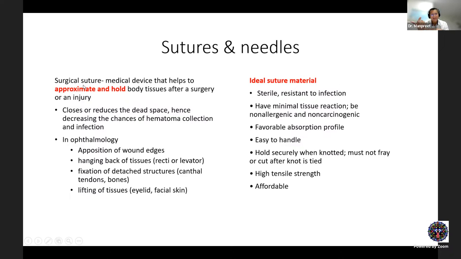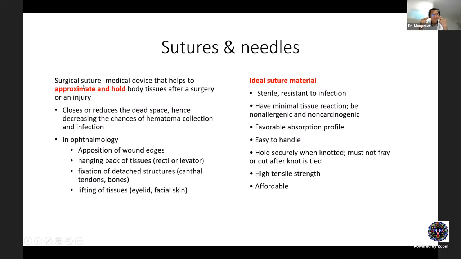Hanging back of tissues is a very specific thing we do in ophthalmology, like for recti. We hang back sometimes while recessing. Resection is different. We may hang back recti or levators with non-absorbable sutures, definitely. And for fixation of a detached structure like the canthal tendon or tarsal plate, we put it back. We can also use sutures to lift tissues, sometimes eyelid or facial skin. So, for a facelift also, we use sutures.